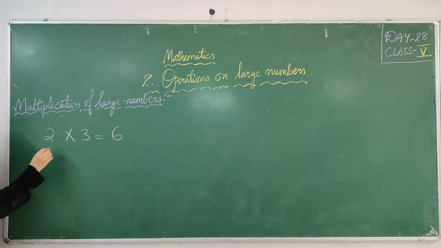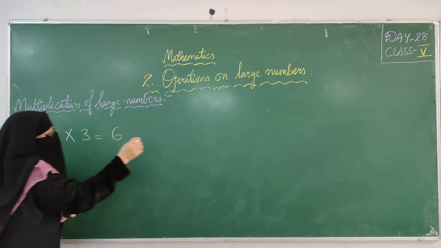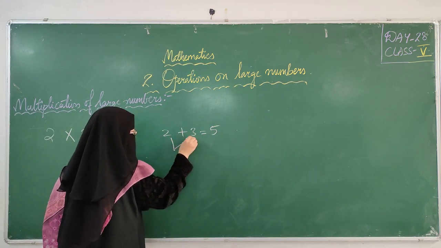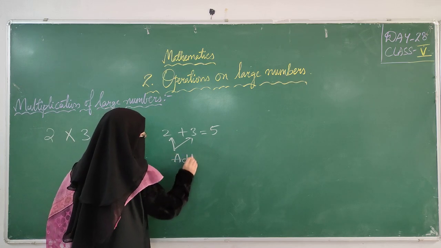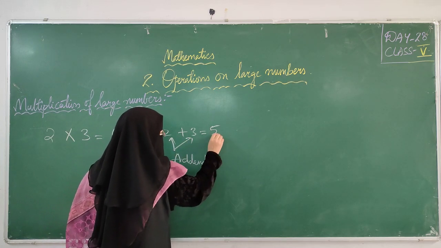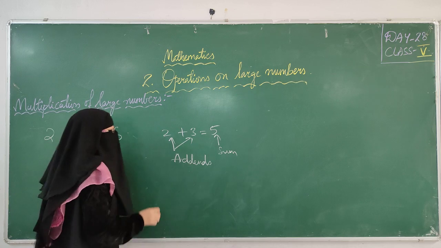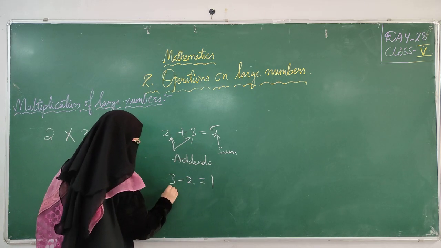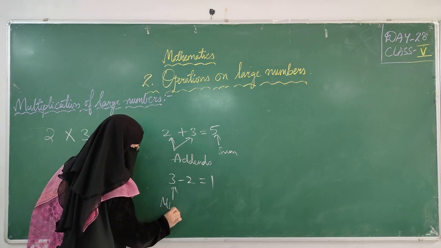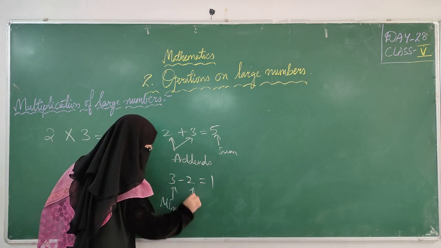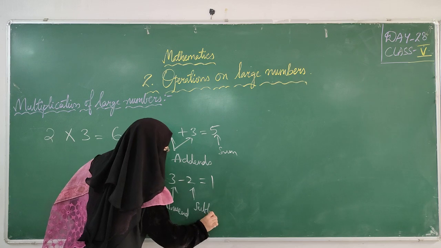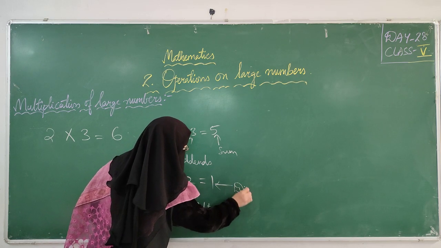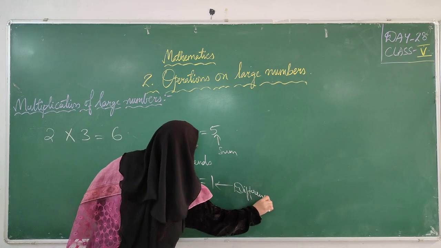2 threes are 6. In addition, how many terms are we having? If I'm adding 2 plus 3, 5, right? So what do you call these two terms in addition? Addends. Result of addition, what do you call? Sum, right? Similarly, in subtraction, what do you call the first number? Minuend. Second number, subtrahend. And the result of subtraction is difference. Yes, we learned this already, right?